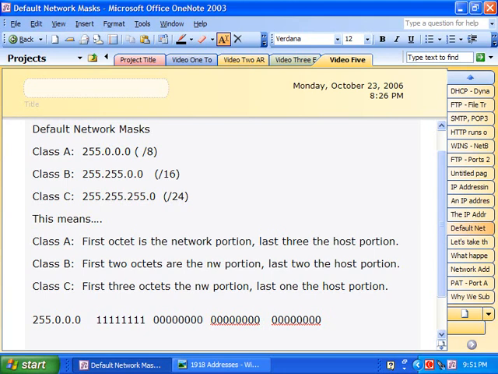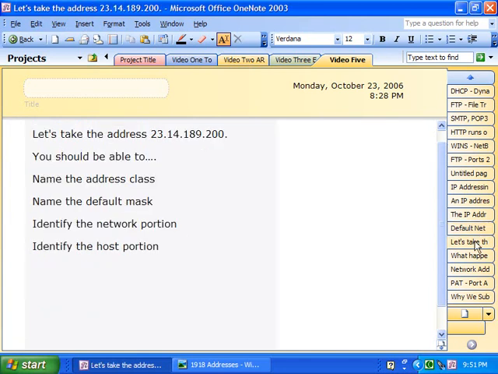You know where the network portion is and the host portion. And you can practice this actually on your own. Let's just take the address 23.14.189.200. For any IP address that I give you or that CompTIA gives you or an employer gives you, you should be able to do these four things immediately.